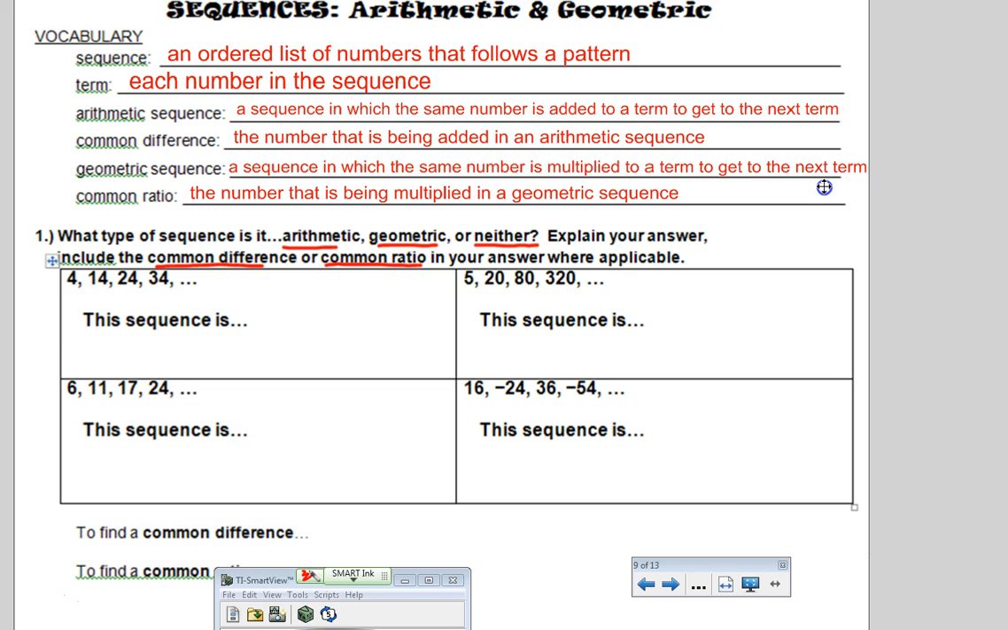Some of them are going to jump out really obvious, and some of them are not going to be as obvious. This one looks really clear that we're adding 10, and we're adding 10, and we're adding another 10. So that's the same number. So this is an adding sequence, so this is arithmetic. And because you're adding the same number, that common difference equals 10.